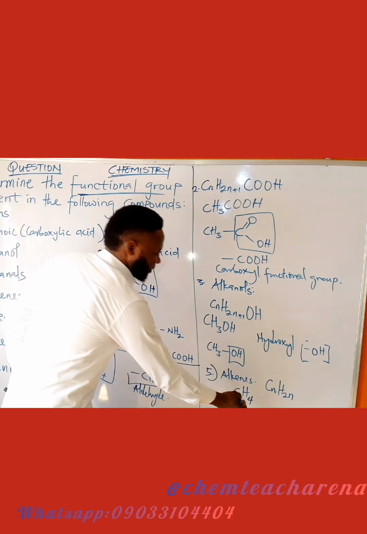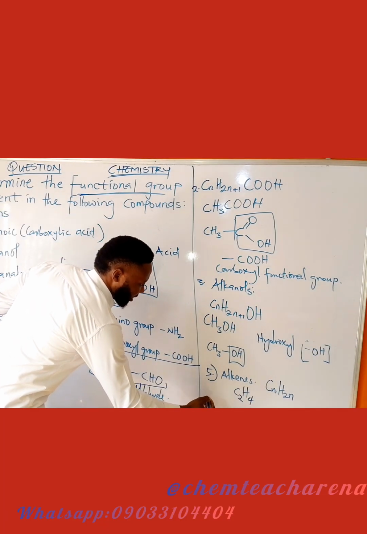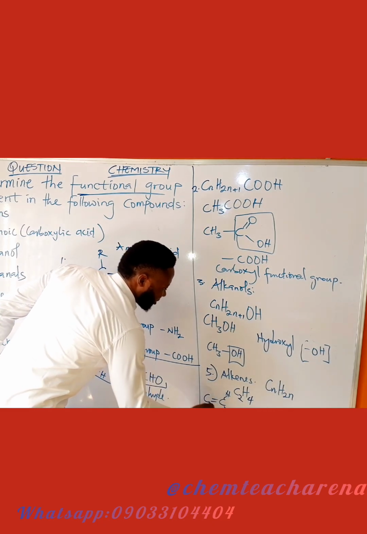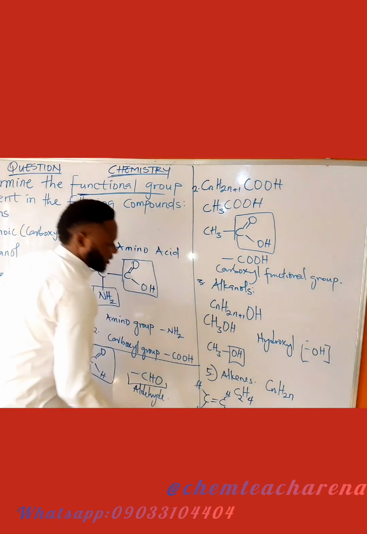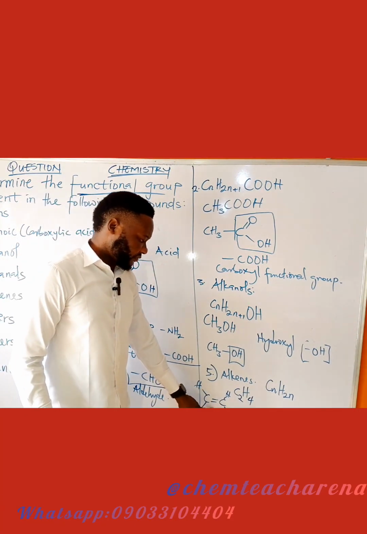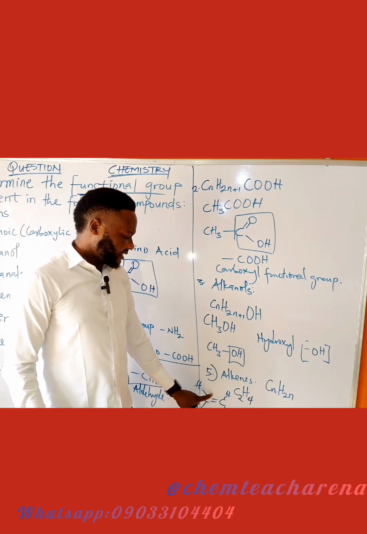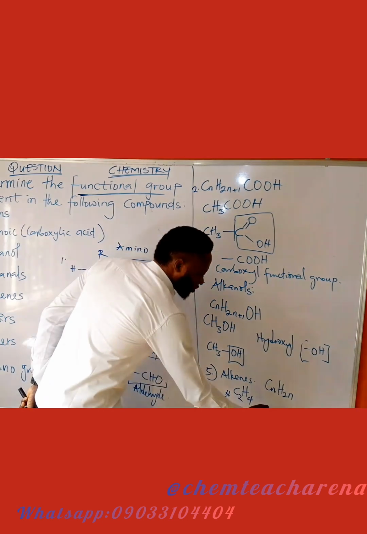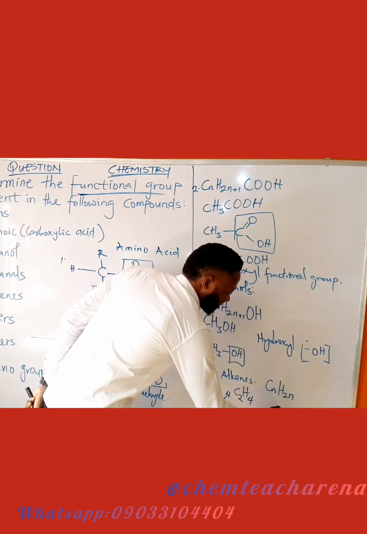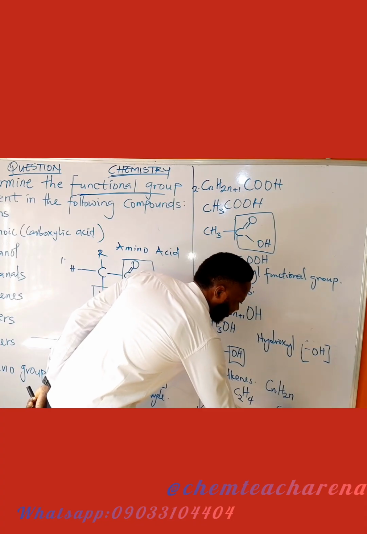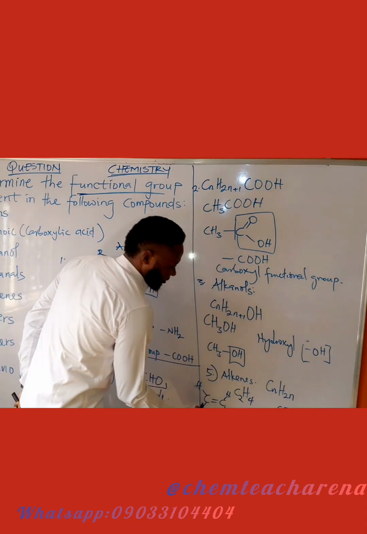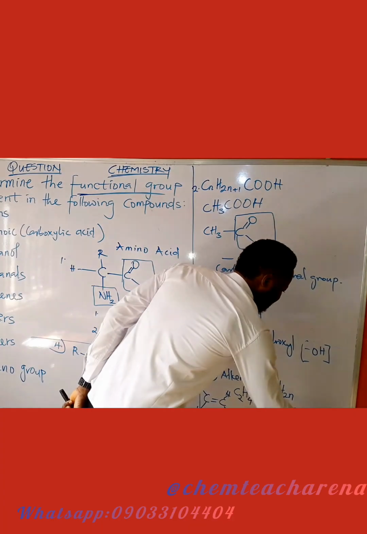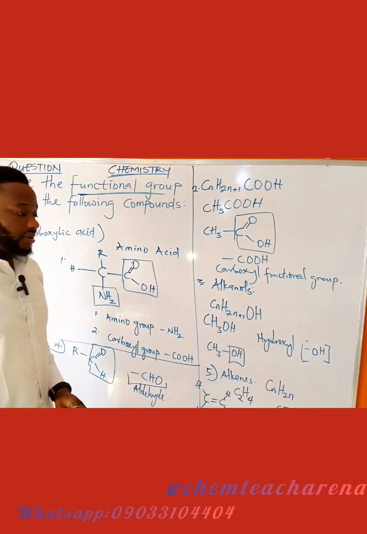If we expand this, we have C double bond C. We now have hydrogen here, hydrogen here, hydrogen here, and also hydrogen here. This is C2H4. So the functional group present in this alkene is the double bond present in the middle. You will just say it is the alkene, which is the double bond. This is the functional group present here.